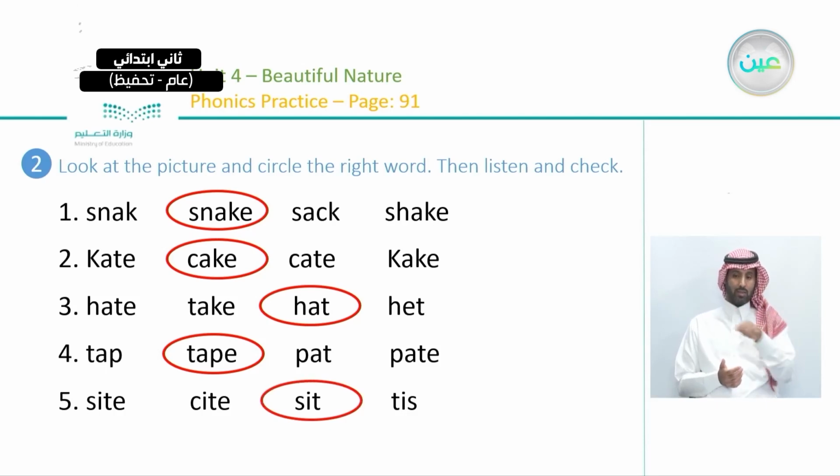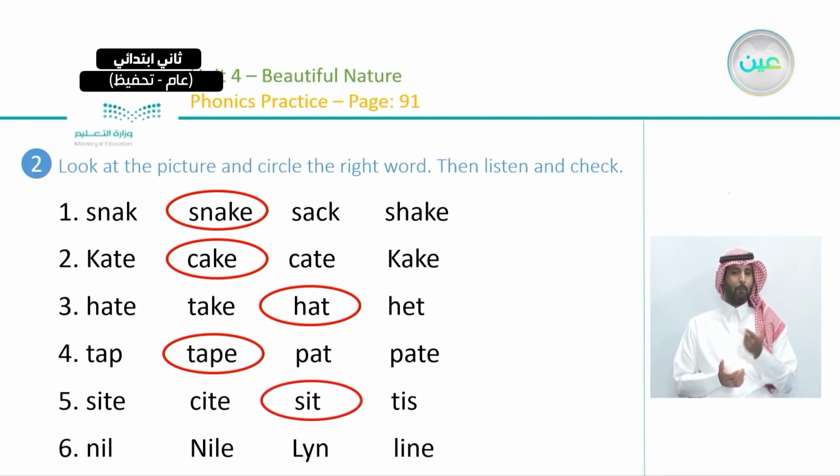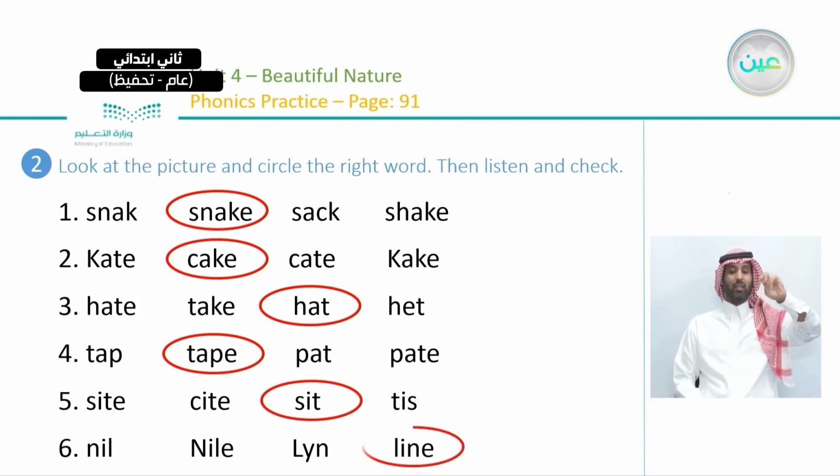That's right. Number 6, we have nil, nile, line. Let's listen. Line, line. What is the correct word here? Line? Yes, excellent. So this is line.